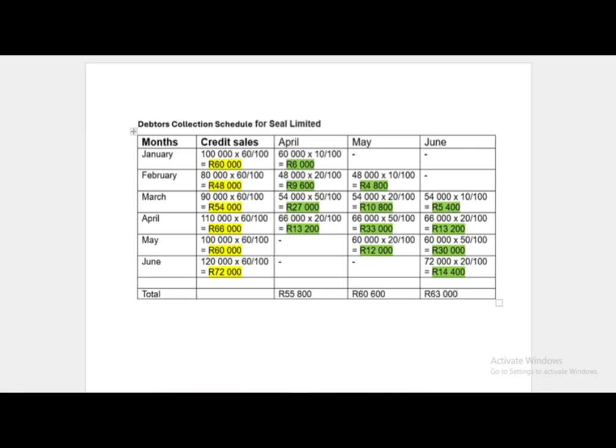So that's how we prepare our debtors collection schedule. All right, that is our debtors collection schedule. Those are our totals that will go to our cash budget. And this will go to our cash budget statement, right, under credit sales collection or debtors collection. So this is our debtors collection schedule, and I believe you will understand better.